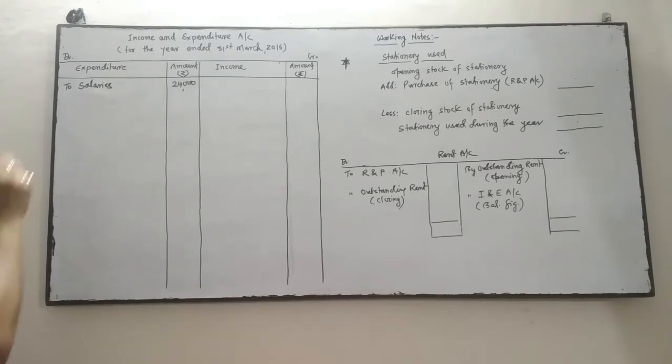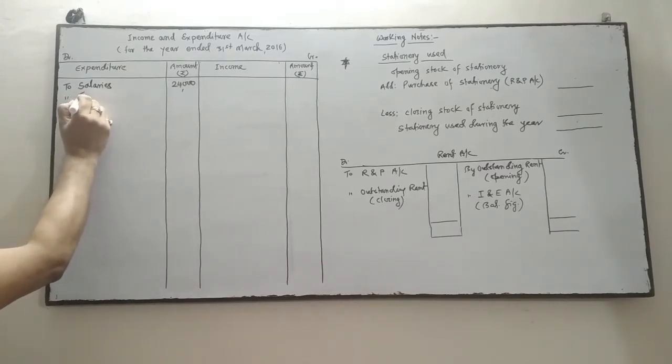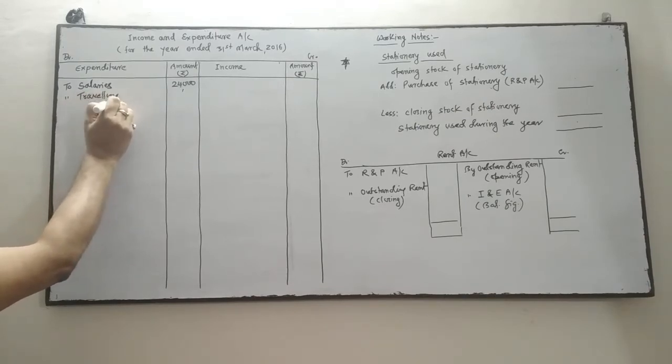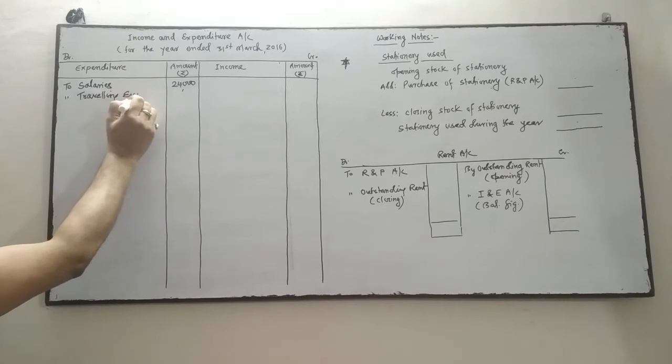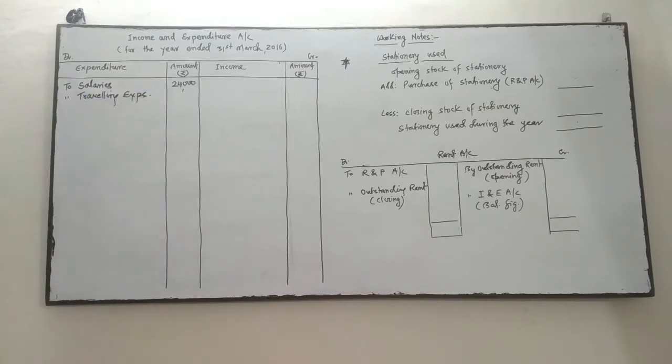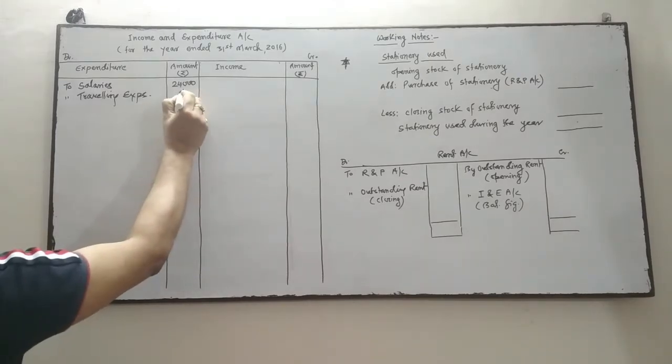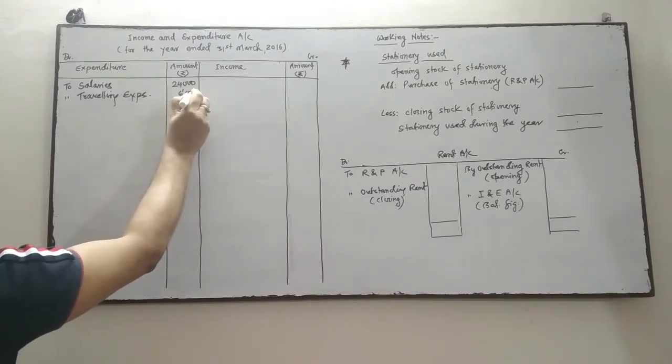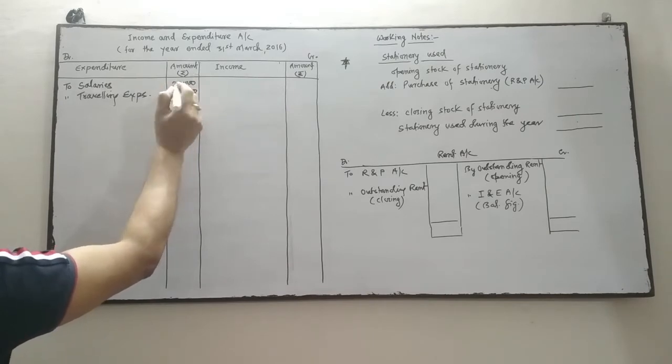Next is traveling expenses. Is there any information regarding the traveling expenses in the additional information? No information is given regarding the traveling expenses in the adjustment. So these traveling expenses are current year expenses. It's a revenue expense of the current year.